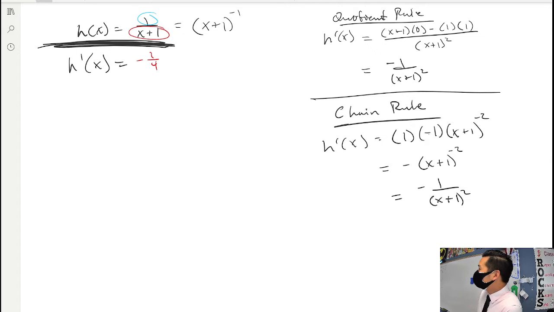Check your answers with what I have. Does that make sense? Does it not make sense? Oh, I didn't simplify even more after the quotient rule.